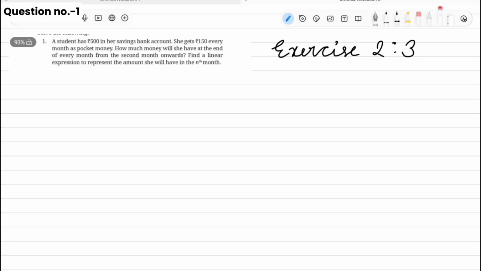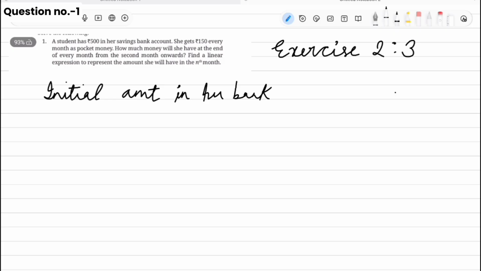So here in the question it's given that a student has 500 rupees in her bank account. So the initial amount in the bank account of the student is 500 rupees. So we'll write initial amount in her bank account. So the initial amount is 500 rupees.